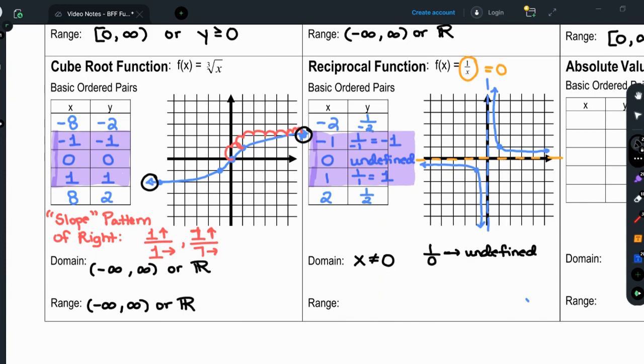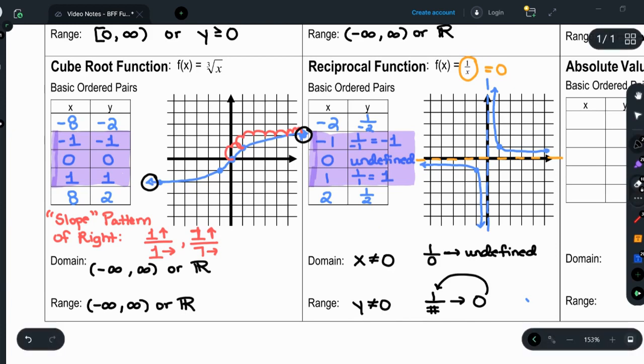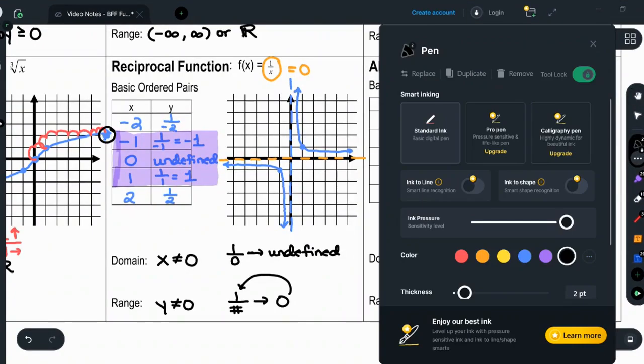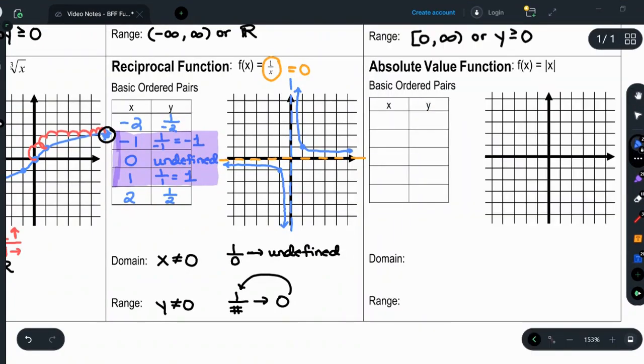And then we look at the range. I can have everything but y equal to 0, because there's no way 1 divided by a number will ever come out to 0. 0 would have to be in the numerator, which there's no variable or place for 0 to happen. Last of our BFF functions is going to be the absolute value function.